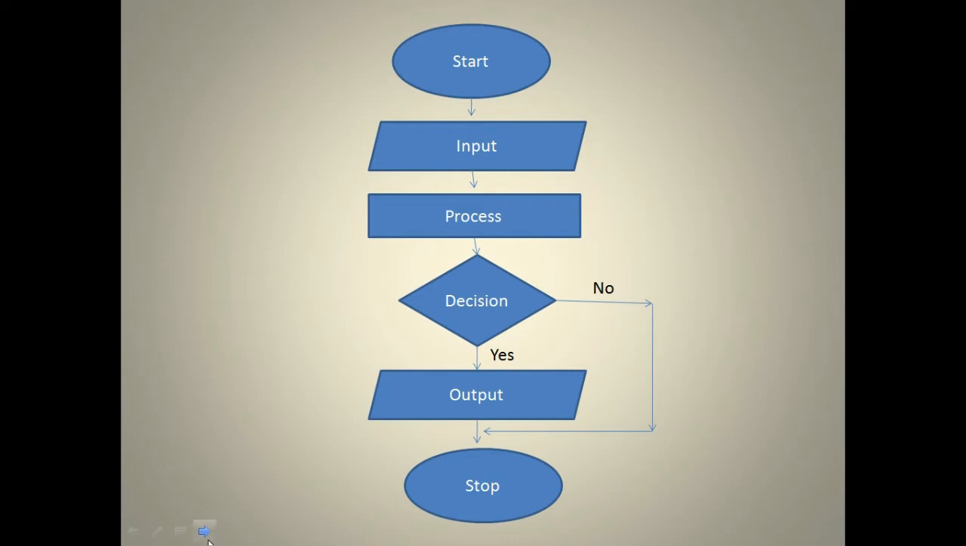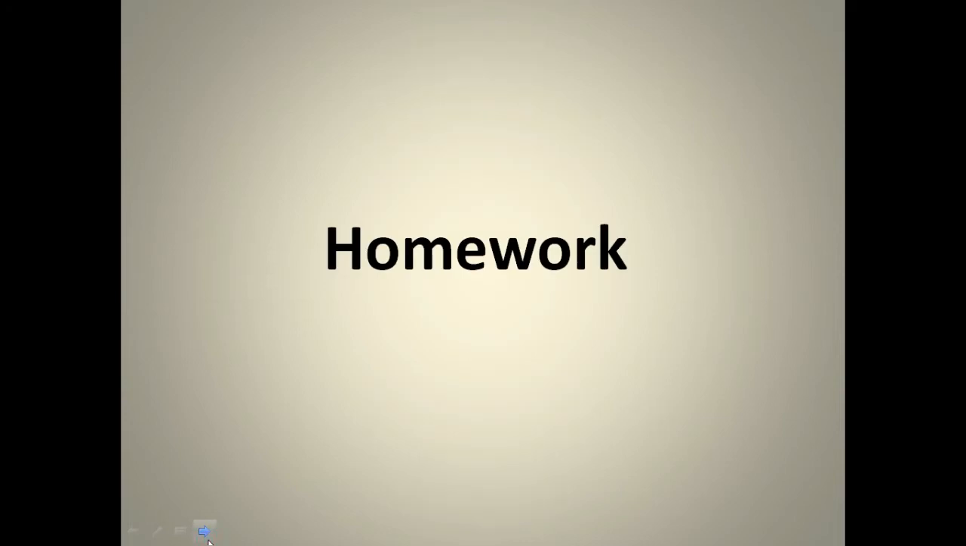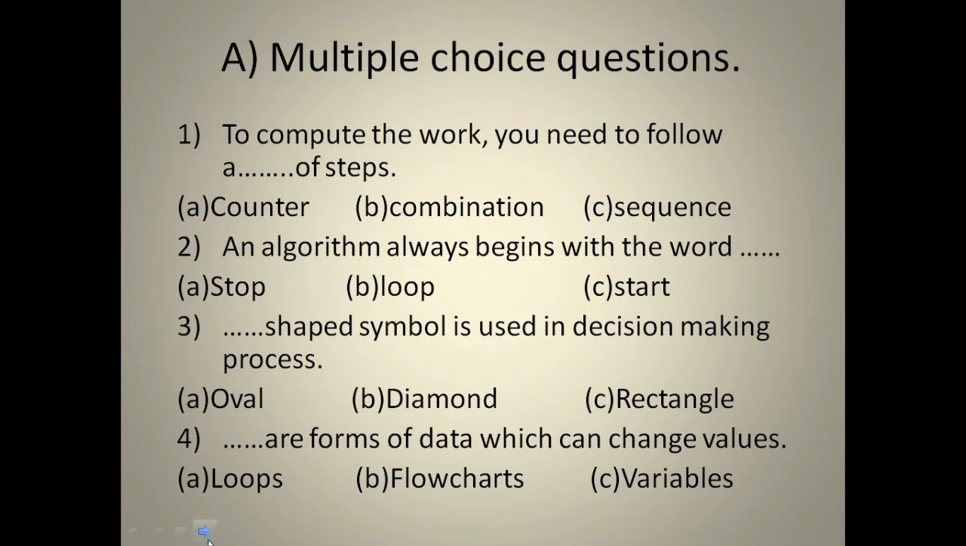So children, based on this chapter I have given a homework exercise where question answers are given, and the rest, like fill in the blanks and multiple choice, you have to do by yourself. So see your first exercise. It's a multiple choice question. That means 3 options are there and you need to select the correct option. You need to tick the correct option. Your question number 1: to compute the work you need to follow a dash of steps, that is counter, combination or sequence.